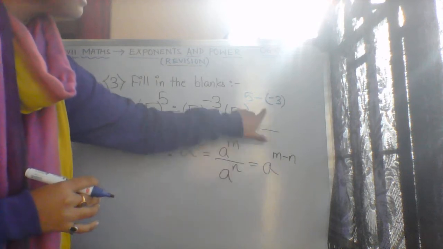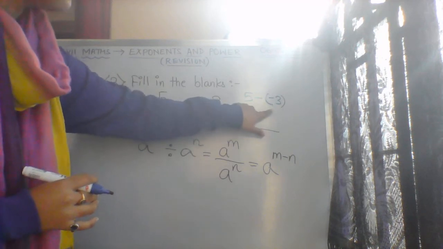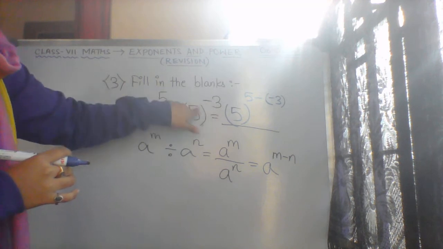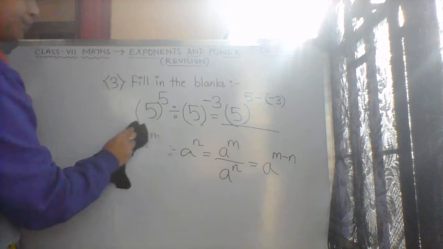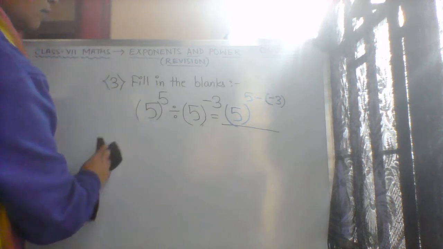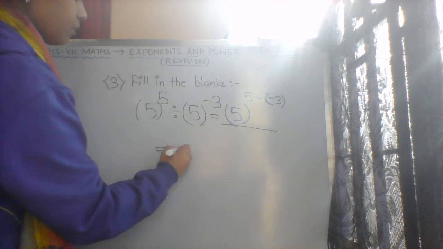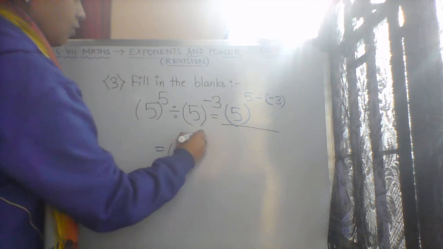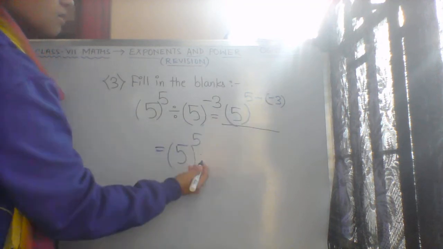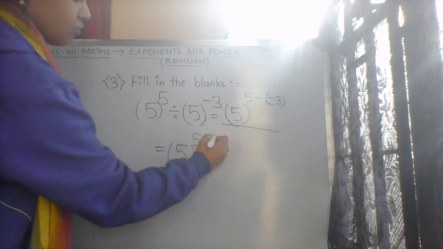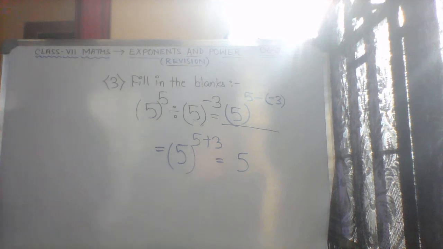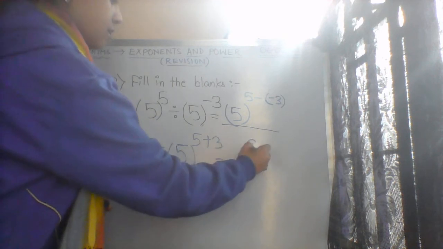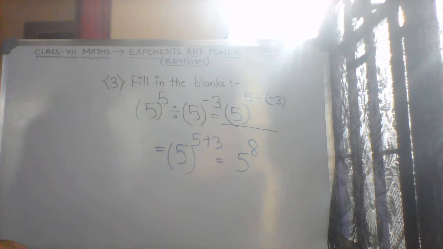Because this minus is this one. After that I have to write n. n is also a negative term, so minus 3. Now what will be the value? Solve. So you will be getting 5 to the power 5, now minus minus plus, and 3 is there. So it will come 5 to the power 5 plus 3. How much is 5 plus 3? Yes, 8. So the answer will be 5 to the power 8. Okay, now next one.